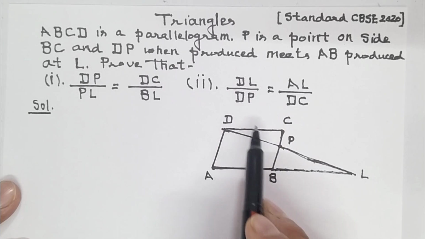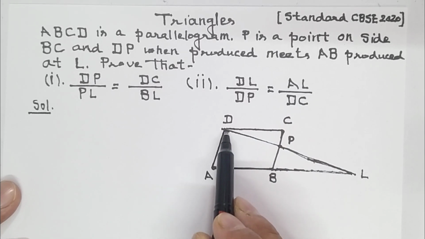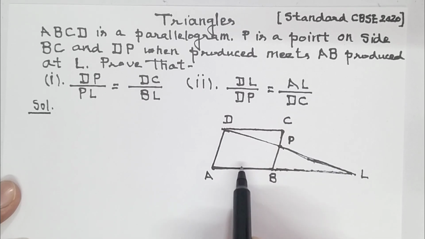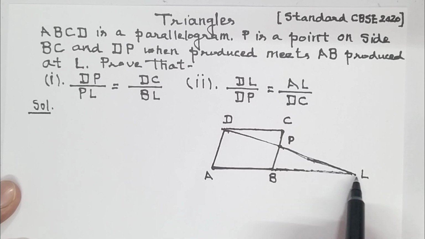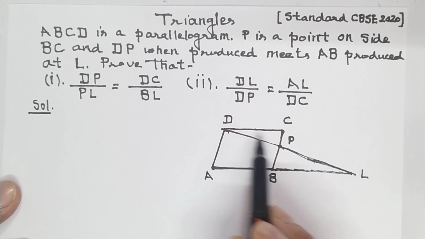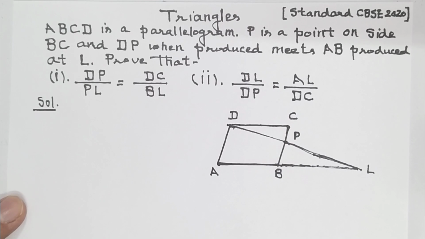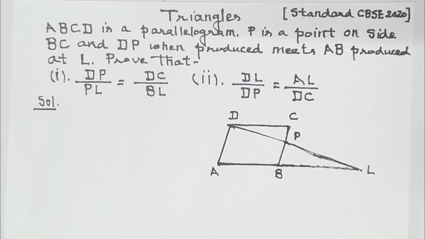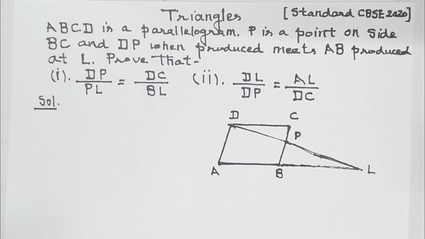First point. Another is DL upon DP is equal to AL upon DC. So let's start doing the solution of this question. Before I start doing the solution, do remember that ABCD is a parallelogram, and the property of the parallelogram is that opposite sides of parallelogram are equal.